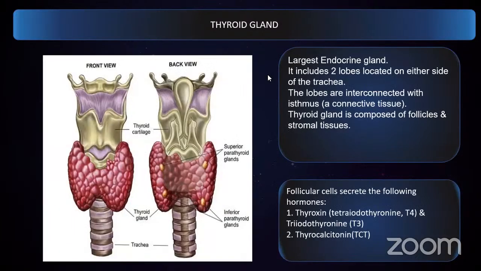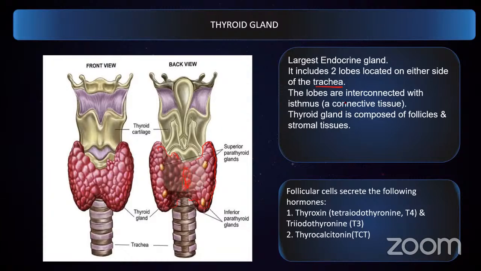So when it comes to the thyroid gland, it is located on either side of the trachea. You can see your windpipe. It is present on either side of the windpipe. Both the lobes, your left lobe and your right lobe of the thyroid gland, are connected by a connective tissue, and this connective tissue is called the isthmus.